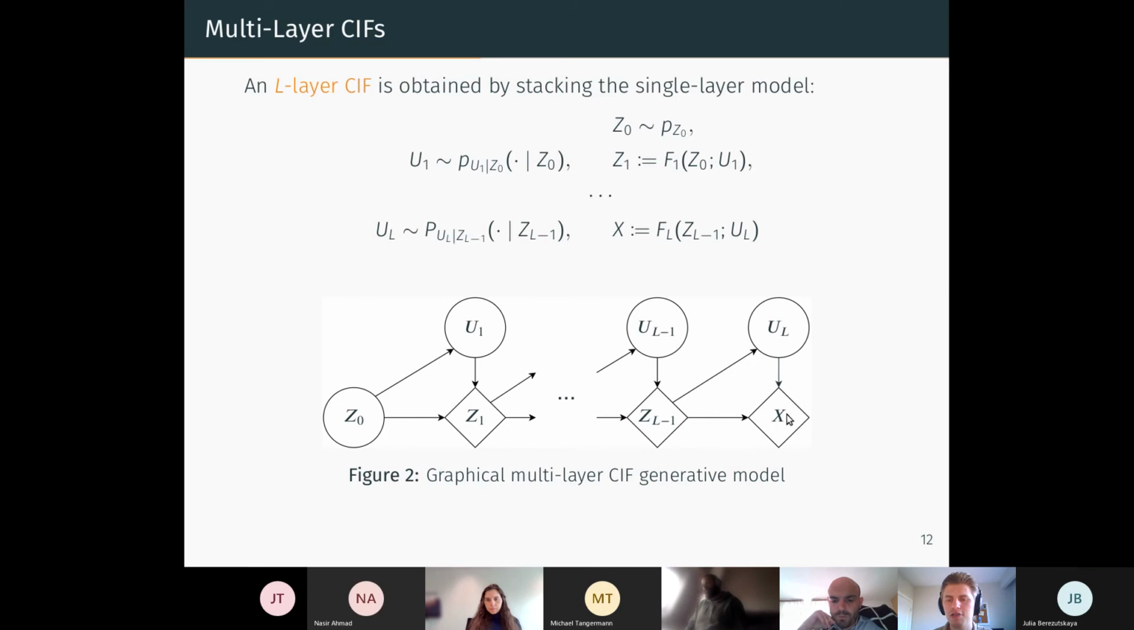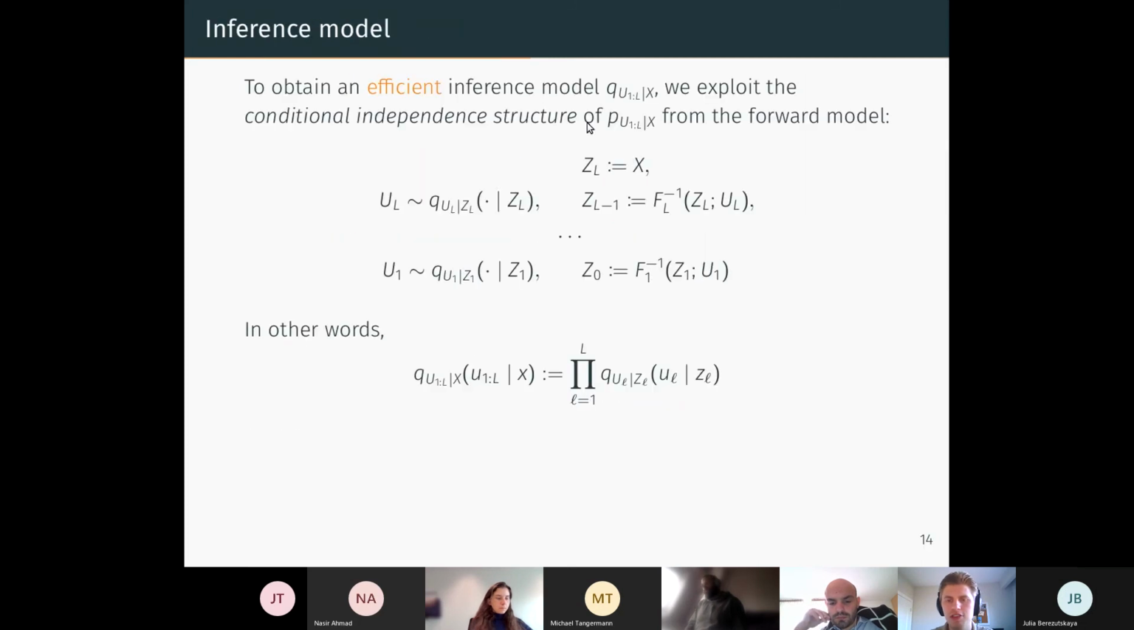For example, if we know X and we know UL, then we immediately know ZL minus 1 because of the bijective properties. So what we're going to do instead is go layer by layer. Let's say we have our X first, we'll infer UL, then we get ZL minus 1 exactly. Then we'll use ZL minus 1 to infer UL minus 1. Then we'll get ZL minus 2 exactly, and so on and so forth, all the way up the chain until we get to U1. And that's exactly what we show here.